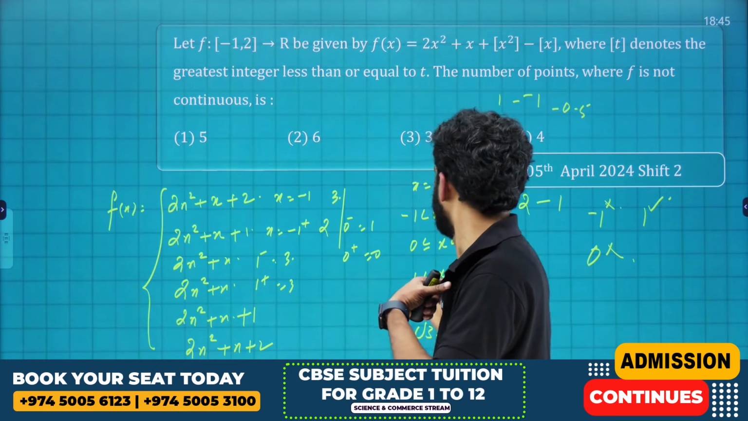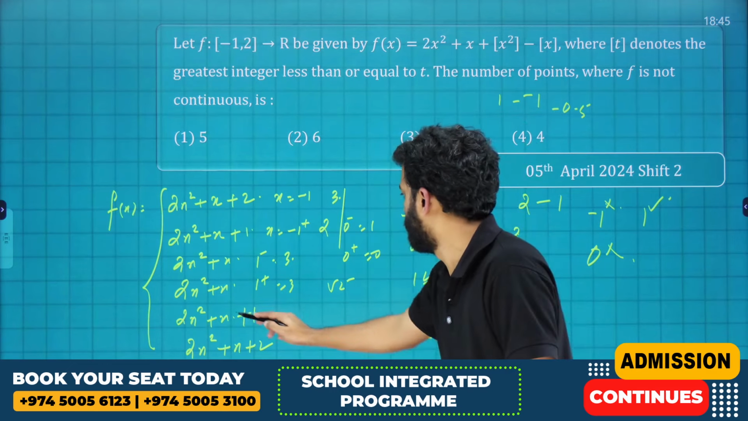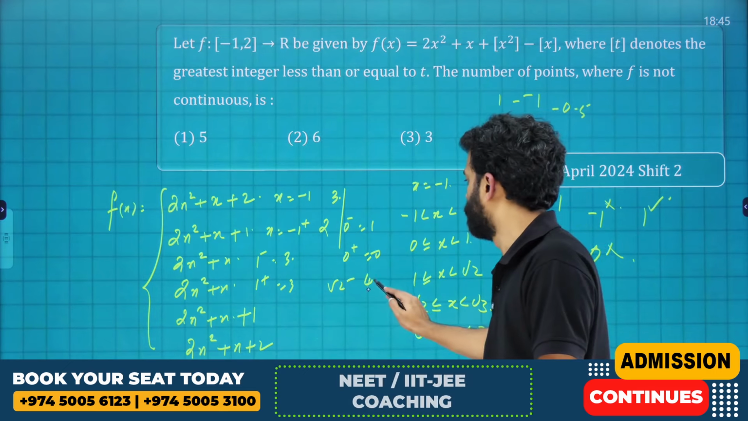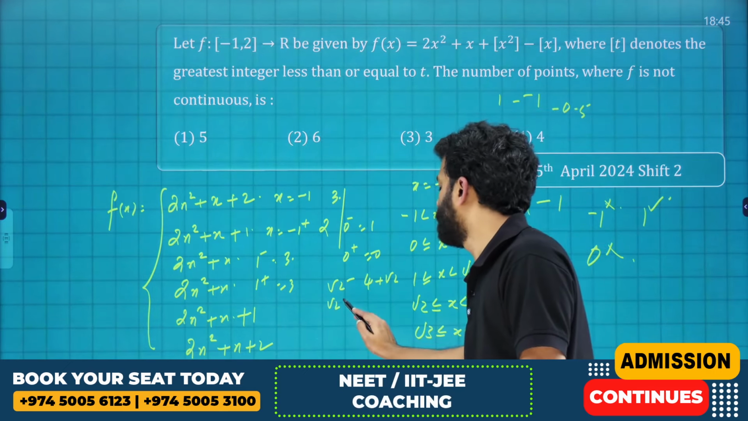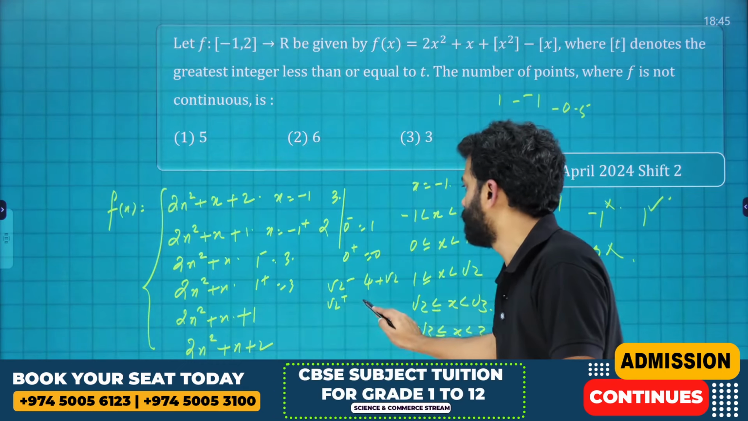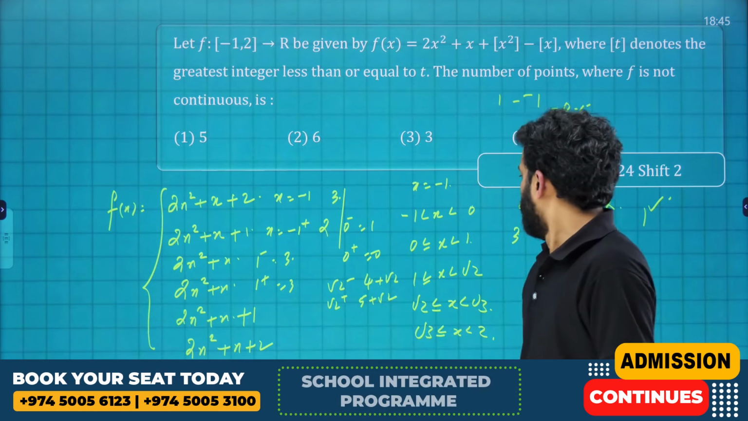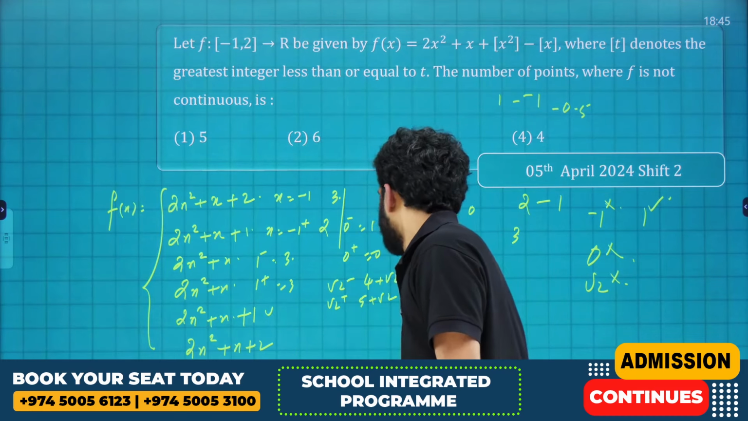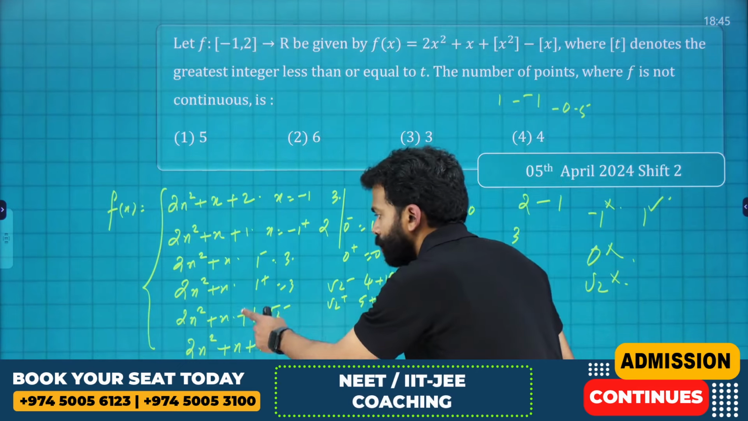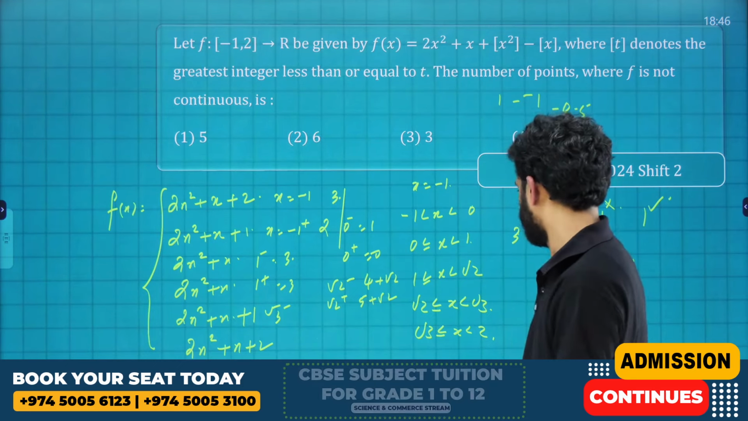That is root 2. What is root 2 minus? 2 into root 2 square, that is 2 into 2, that is 4. That is 4 plus root 2. And what is root 2 plus? Root 2 plus is 4 plus root 2 plus 1, that is 5 plus root 2. Therefore, it is discontinuous at root 2 also. Then root 3 minus, we can substitute the value here. Root 3 minus is this one and root 3 plus is this one. Definitely it won't match. Therefore, it is discontinuous at root 3 also.